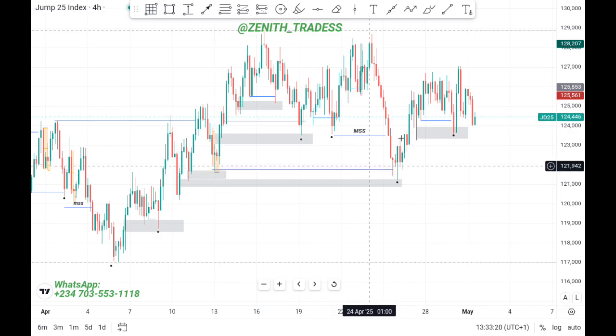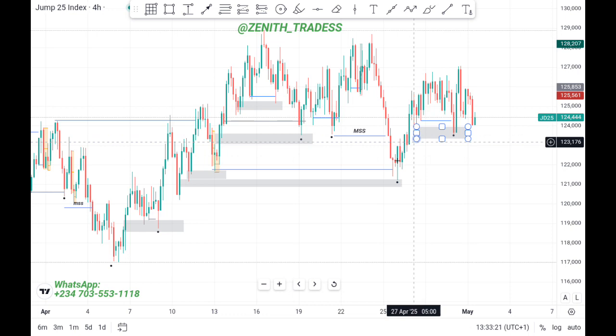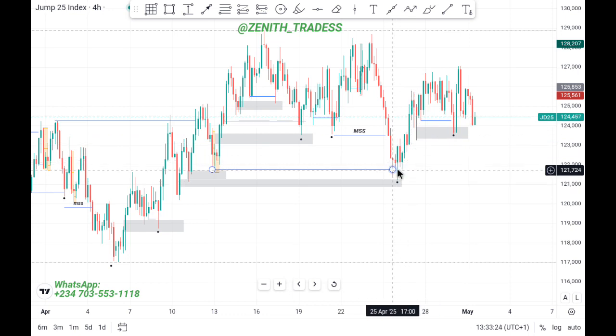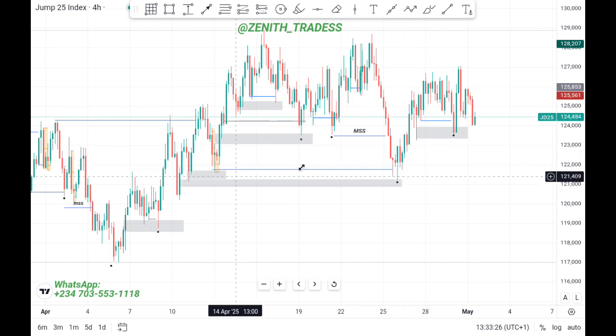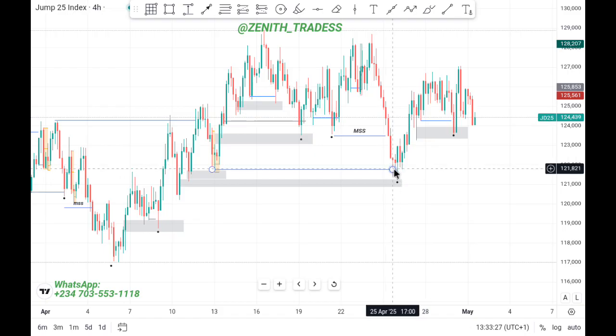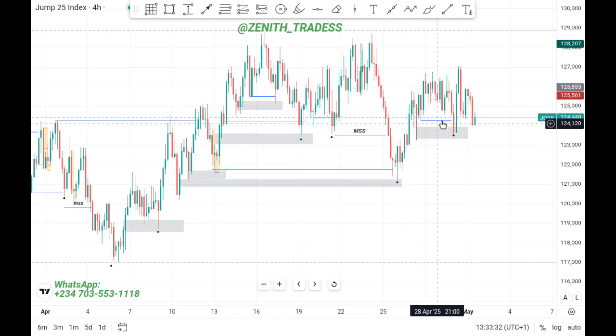Invalidated, but got reclaim on 4H. So we are not trading this as M15 reclaim block, but as 4H. As 4H, it got reclaimed on 4H. So here, this low got invalidated. So we see this one clearly on an M15. On 4H, it tapped on this rejection block, and this rejection block serves as support.